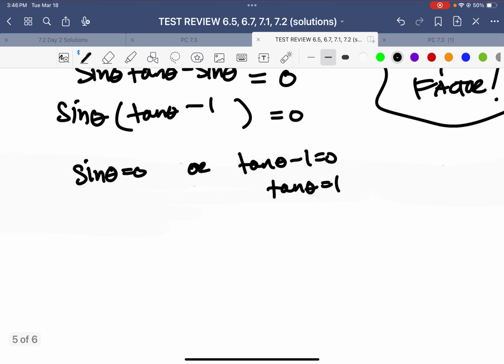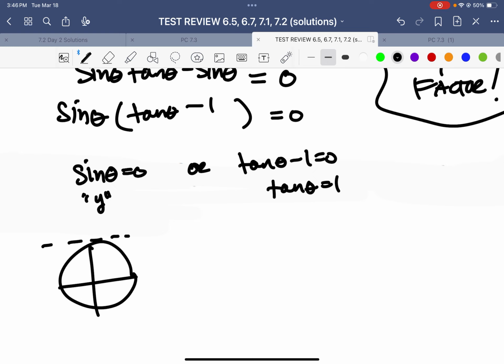So for here, if sine is y, then I want to know where my y coordinate is equal to 0. If y is equal to 0, that's going to happen here at theta equals 0, or over here at theta equals pi, right?